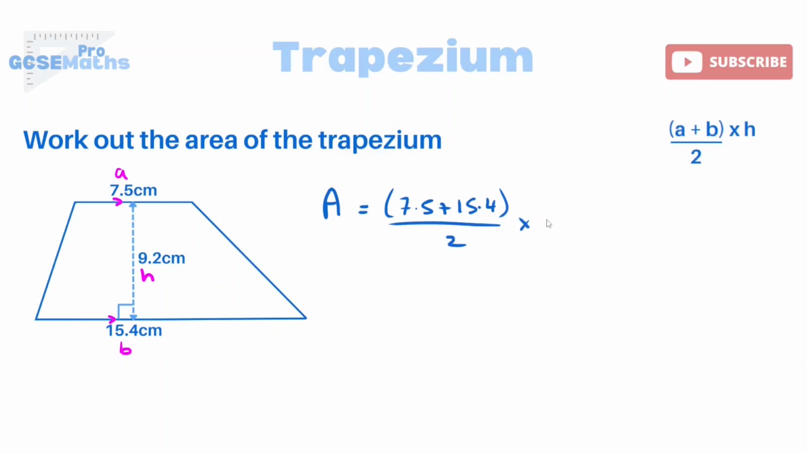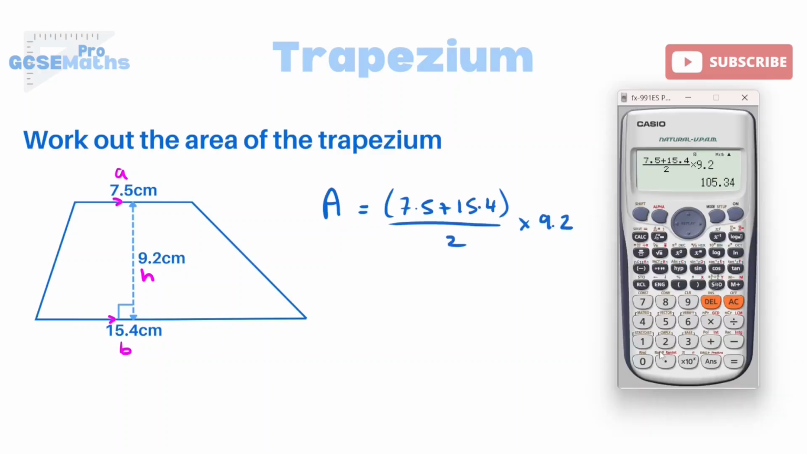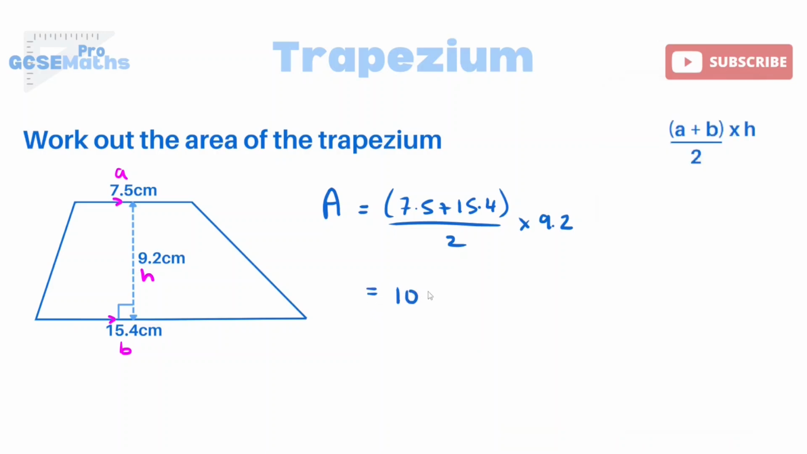Over 2 times by 9.2, we get 105.34. Obviously that one was more of a calculator one because of the decimals. And there we go.